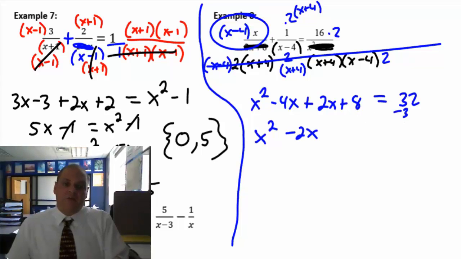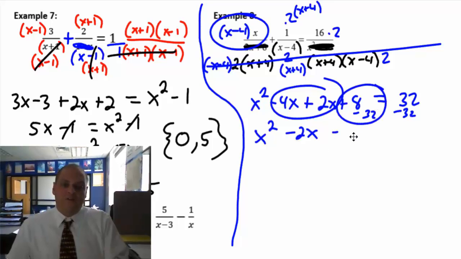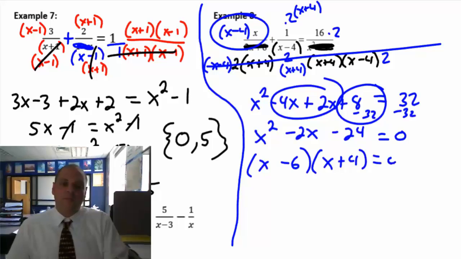Remember, subtract, get it equal to 0. So I'm going to do this all together. Minus 2x, this combines to minus 2x, and this combines to negative 24. Yep. And that's going to factor to x minus 6, x plus 4. Yes, it does. And that's x equals 6, x equals negative 4.